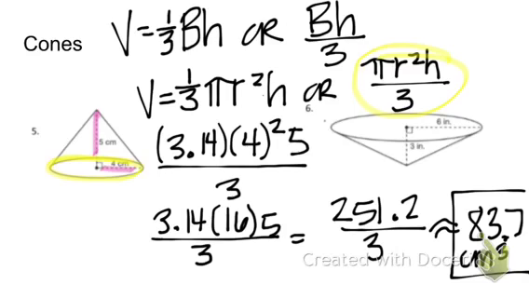So it's pretty easy. It's just like I said, it's just like finding the volume of a prism or a cylinder, but instead you're just dividing it by 3.